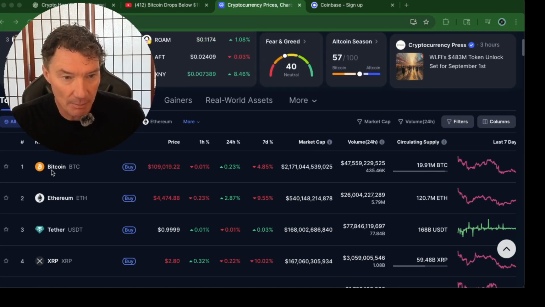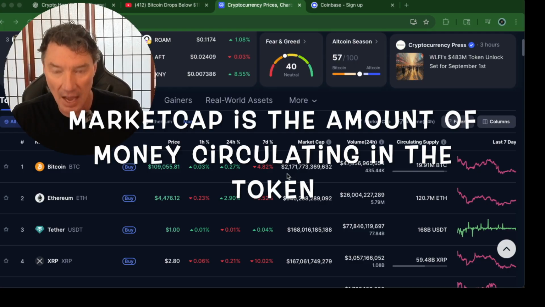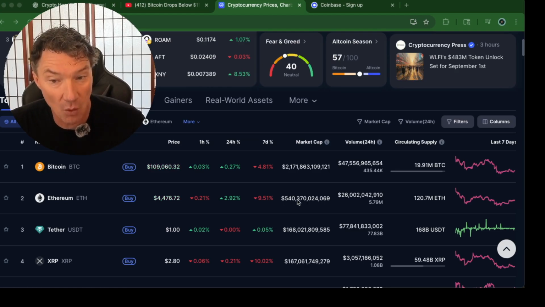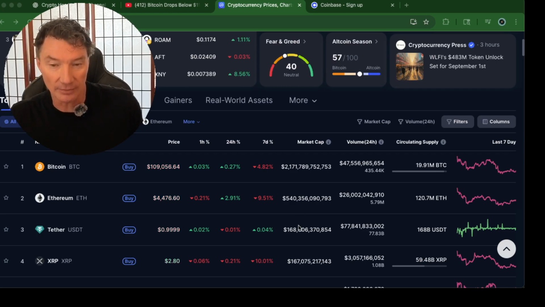Bitcoin comes up. It shows the price, the 1 hour percent, 24-hour percent, and so on. The market cap is an important thing to look at. Bitcoin has the highest market cap, about $2.1 trillion. The next one's Ethereum with 540 billion. And then it goes down.